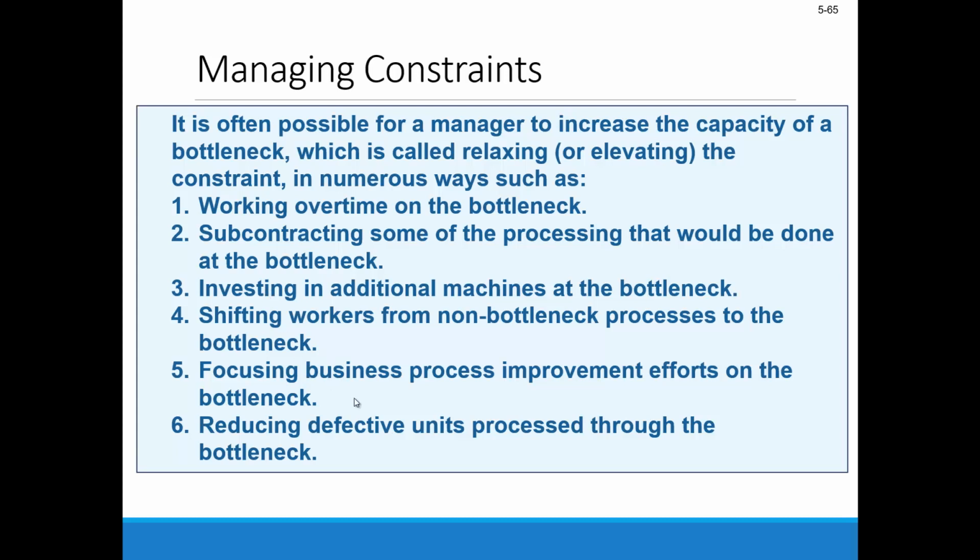And then a couple more. First, focusing business process improvement efforts on the bottleneck. Maybe there's ways we can improve efficiency, and we should start any type of effort like that at the constraints or bottlenecks in our process, at those things that are sort of holding up the rest of the parts of the process. And then finally, reducing defective units processed through the bottleneck. That sort of fits with number 5 there. Ideally, we should be trying to ensure that our bottlenecks are the most efficient parts of the process, since they're already constraining our production.